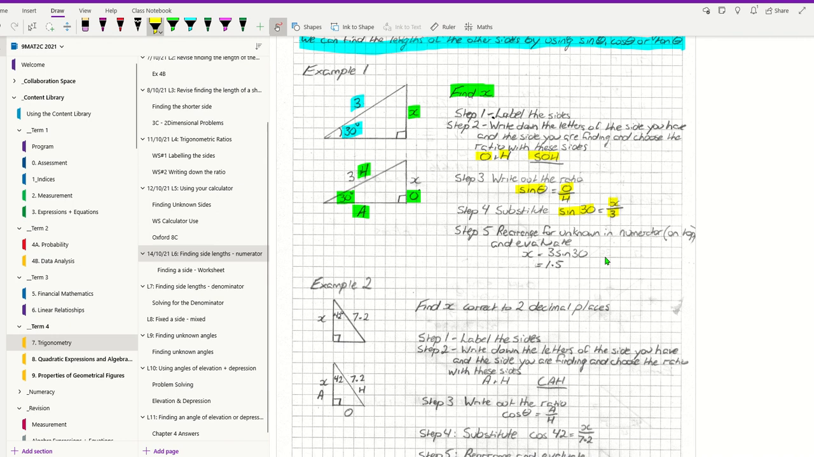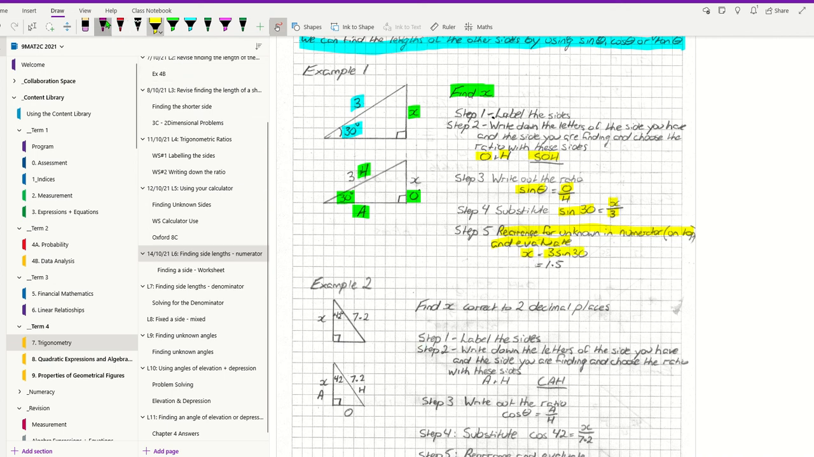Now we can rearrange this, but at this stage, really what I want you to do in this topic is just understand that when we rearrange with the unknown in the numerator, which is on top, and evaluate, we end up multiplying the two of them together. We get x equals 3 sine 30.